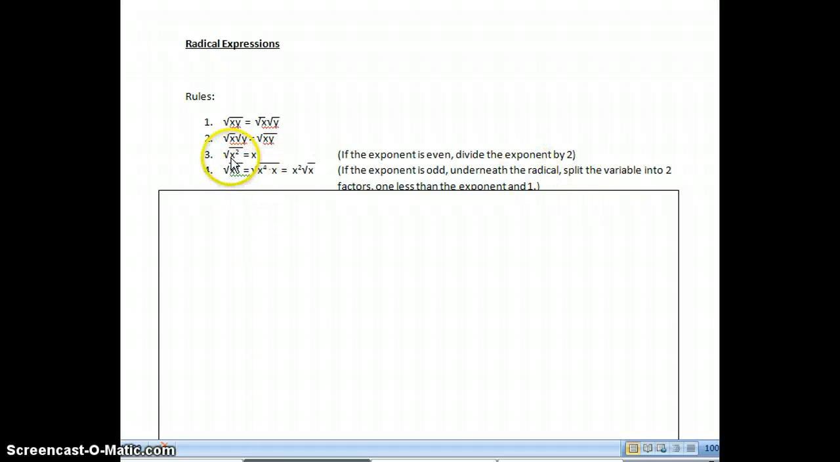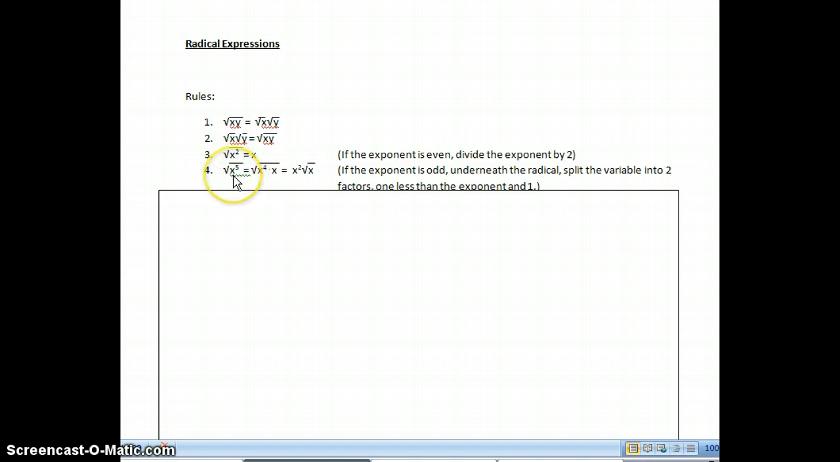Also, if I'm taking the square root of an even power, I just divide that exponent by 2. In this example, the square root of x squared is x. Same thing if I had the square root of x to the 8th power: 8 divided by 2 is 4, or x to the 4th power.